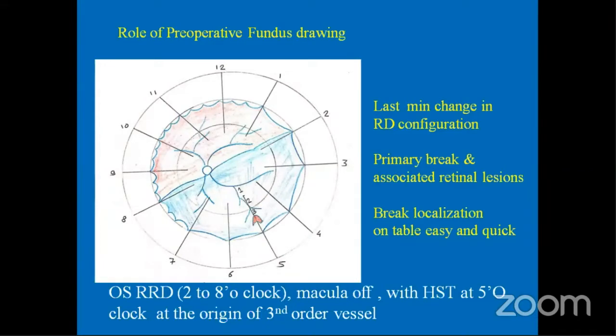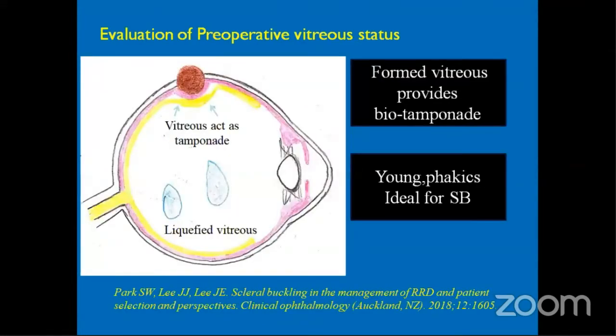Now, drawing the fundus helps one to determine the primary break, where it is located, and all the associated retinal lesions that need to be addressed during the surgery. During the surgery, it reduces the time in localization of the break and hastens the surgery. We all know that during surgery, the cornea becomes hazy, then you miss an easy break. So this fundus drawing is crucial for a successful outcome.